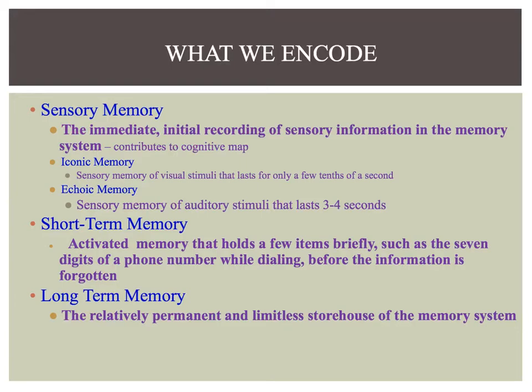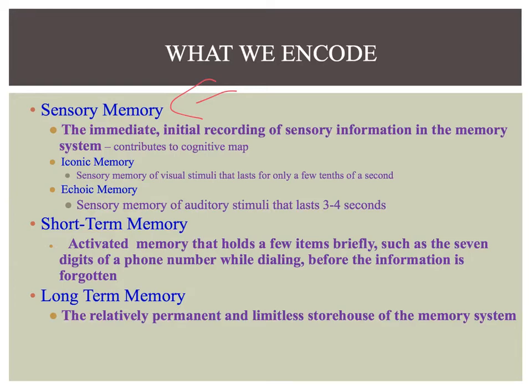So the first and very, very brief memories that we experience are called sensory memories. Sensory memories are the immediate initial recording of sensory information in the memory system, and it contributes to our cognitive map, all right? So when you see lockers, when you hear certain things, you immediately try to encode them, all right?